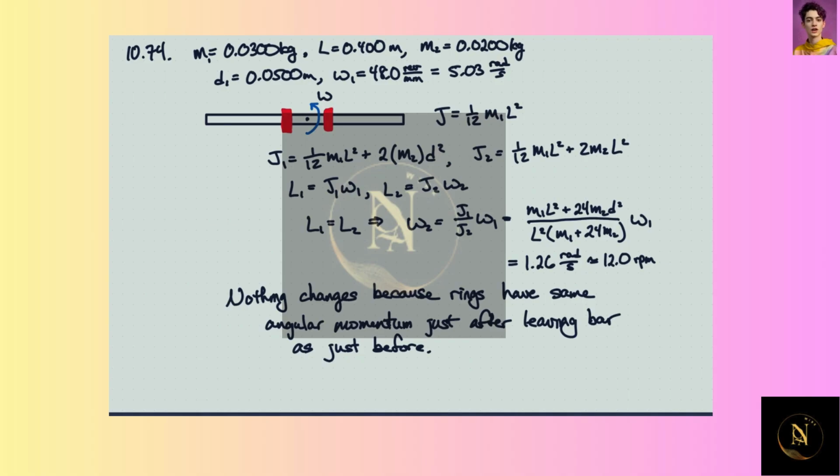Now let's see here. They ask us what happens just after these rings slip off of the rod, and really nothing changes there. There's no more force between the rings and the rod, but at that instant, the rings still have the same velocity as they did just before they came off. So their angular momentum is the same, and so the rod would have the same angular momentum. Basically, nothing changes just after the rings leave the rod. The angular velocity of the rod will still be 12 RPM.